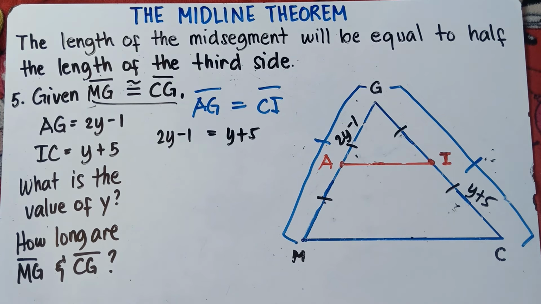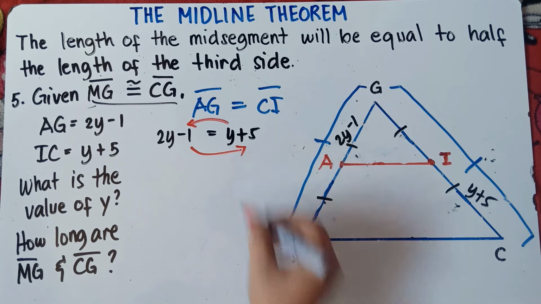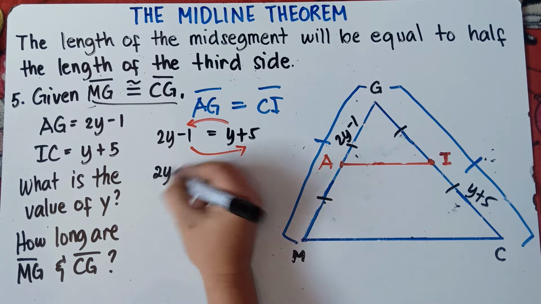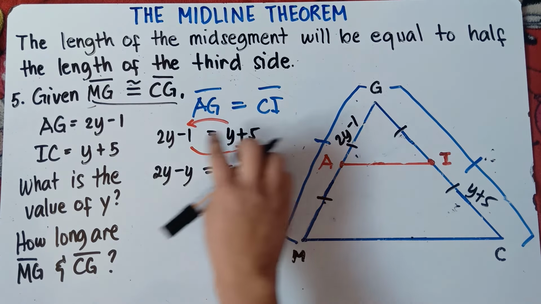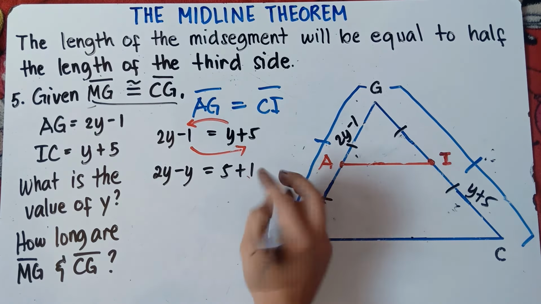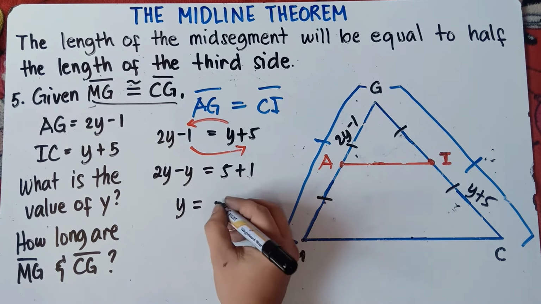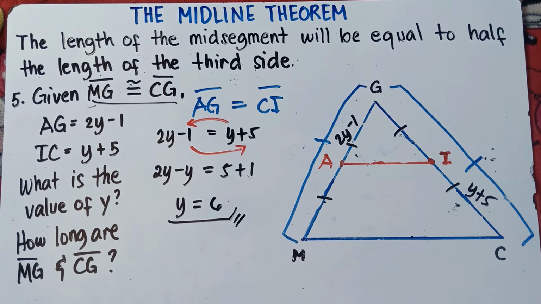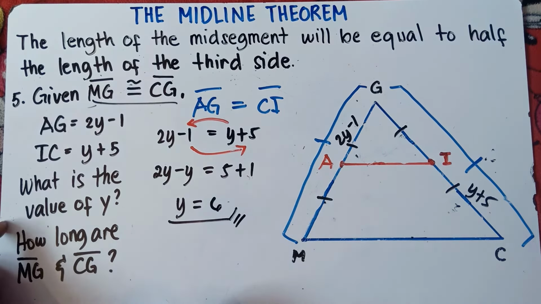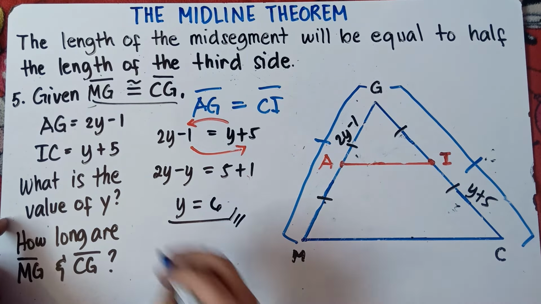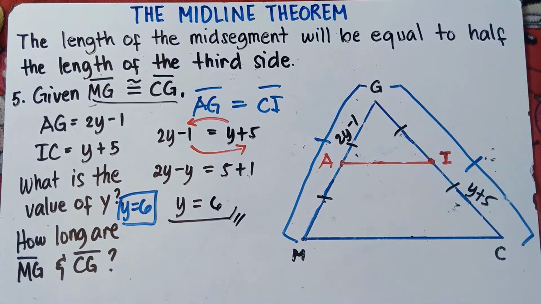To get the value of y, transpose y from right to left and the negative 1 from left to right. So 2y minus y equals 5 plus 1. 2y minus y is y, and 5 plus 1 is 6. That's the value of y. What is the value of y? It is 6. So y equals 6. First answer, class, y equals 6.